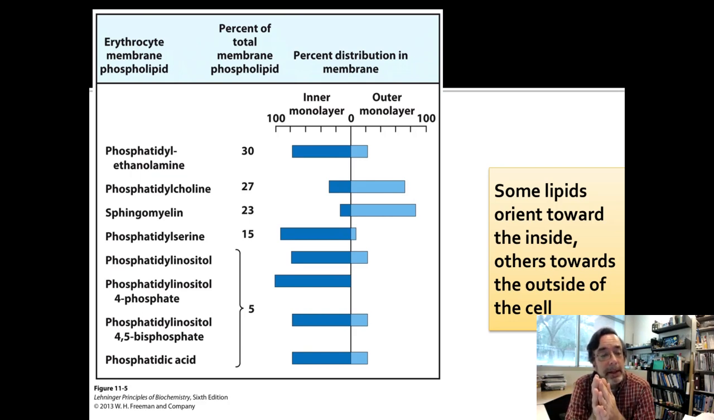And you can see right here, at the bottom you have all the phosphatidylinositols, and those point in, not out. That's because they're actually used in cell signaling. We're actually going to see those in chapter 12. Phosphatidylcholine and sphingomyelin, on the other hand, they point out.